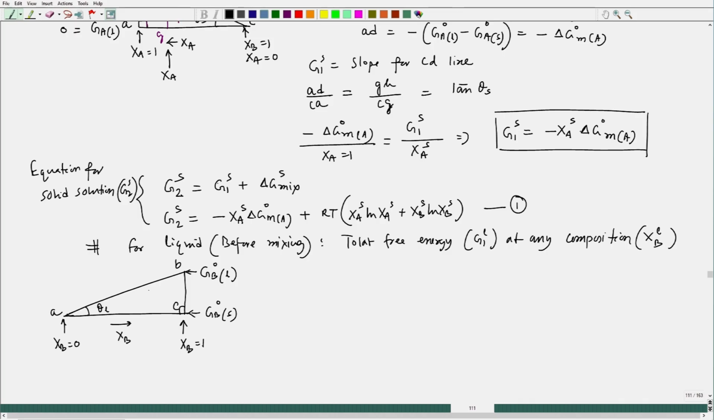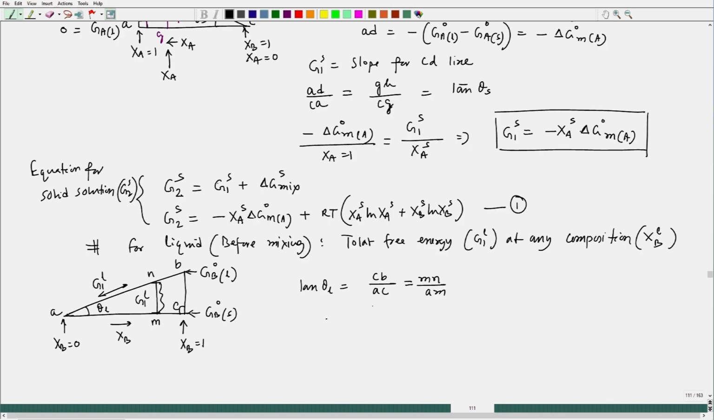So, if I try to find out, let us say this value is Mn. Okay. So, this is let us say G1 liquid, and this particular line corresponds to the G1 liquid line. If I try to find out this G1L at any composition, then I have to see that tan theta liquid should be equal to CB divided by AC, which should be equal to Mn divided by Am. I can do that.